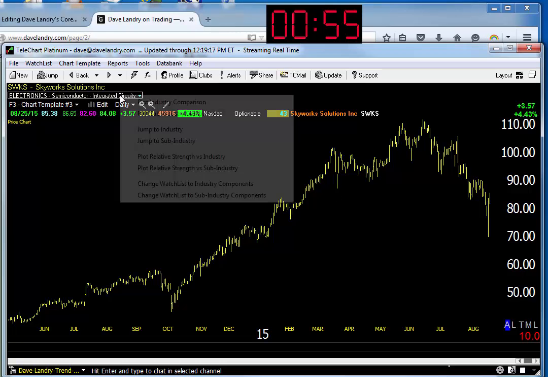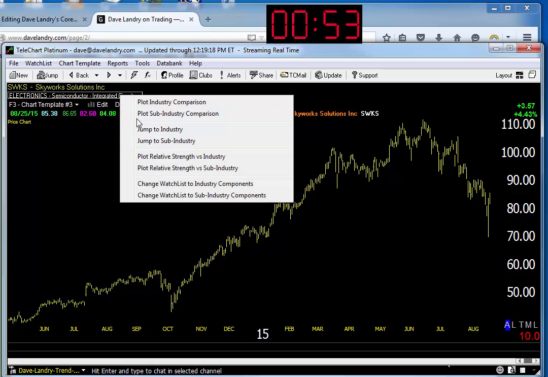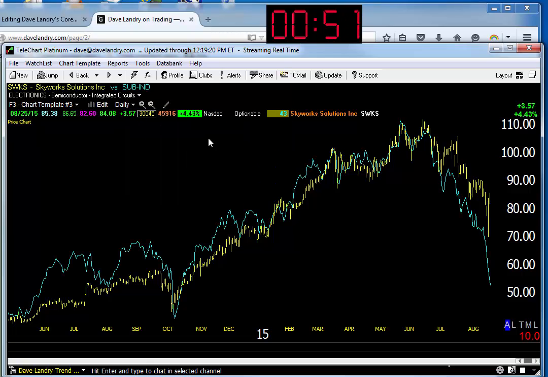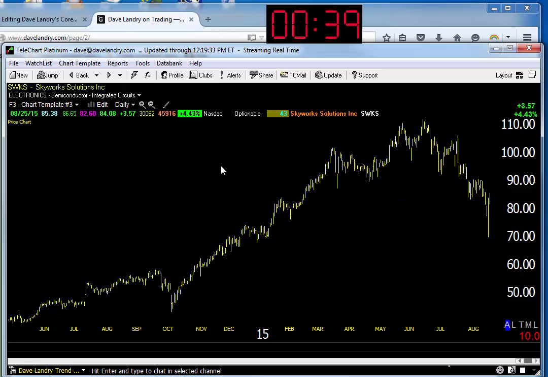In a recent Dave Landry's The Week in Charts, someone was asking me about a semiconductor, and I said it was a bad idea to buy it because the subsector was headed in the wrong direction. I overlaid that onto the chart. Since then, I've received quite a few requests on how I did that. It's really simple. Let me just show you real quick.